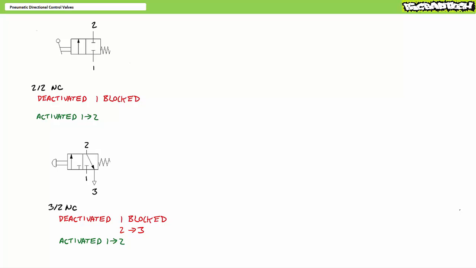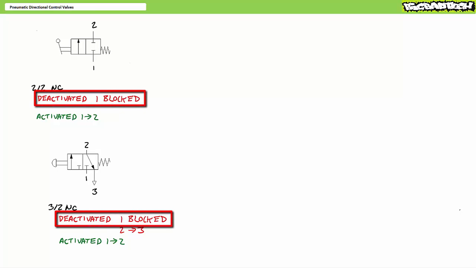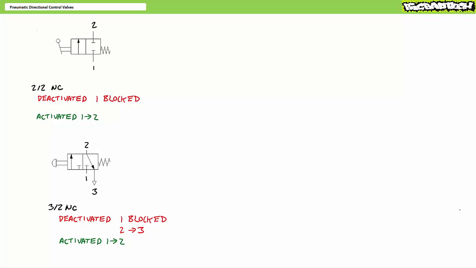Now let's compare a normally closed 3x2 directional control valve with the previously discussed normally closed 2x2 directional control valve. Both valves block passage from 1 to 2 in the deactivated state, and when manually activated by an operator, move to an open position, allowing flow from 1 to 2. At first glance, they might seem indistinguishable from one another, but don't be fooled by the superficial similarity in function. The key difference is the exhaust on port 3. In the deactivated state, a normally closed 2x2 valve allows no reverse passage from 2 back to the external environment, whereas a deactivated state of a normally closed 3x2 valve does.